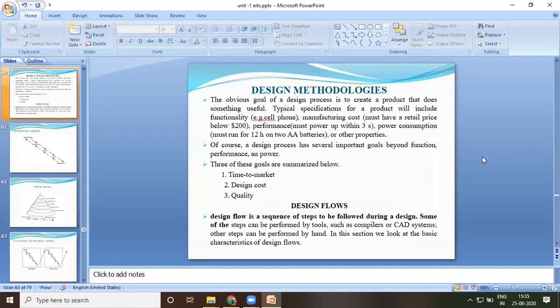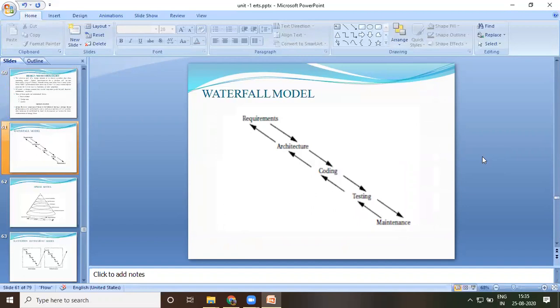Before that, we are going to see the design methodology. What is meant by the design flow? The design flow is a sequence of steps to be followed during the design. There are various design methodologies like the waterfall model, spiral model, successive refinement model, and concurrent model. In the waterfall model, the requirement, architectural design, coding, testing, and maintenance phases will be followed. A simple embedded system will be used for this waterfall model.